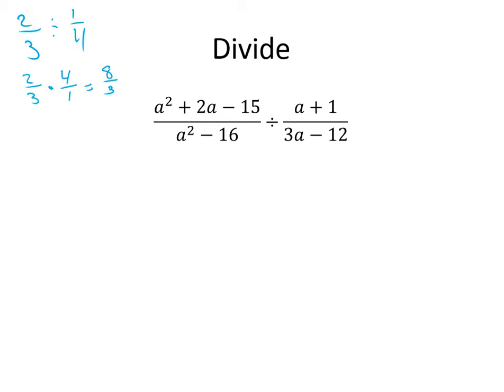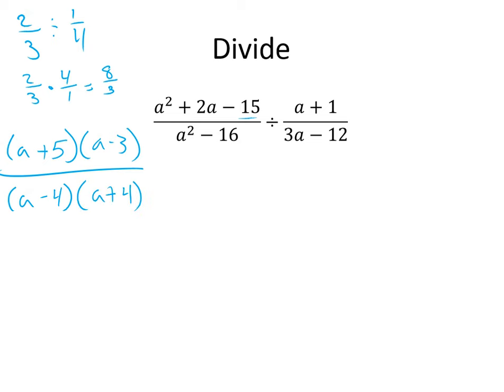What I like to do first is factor them first and then flip. So factoring the first one, two numbers multiplied together get you a negative 15, added together get you a 2, would get you a plus 5, a minus 3, all over another difference of two perfect squares, a minus 4, a plus 4. And then the other one would be a plus 1 all over 3, a minus 4.